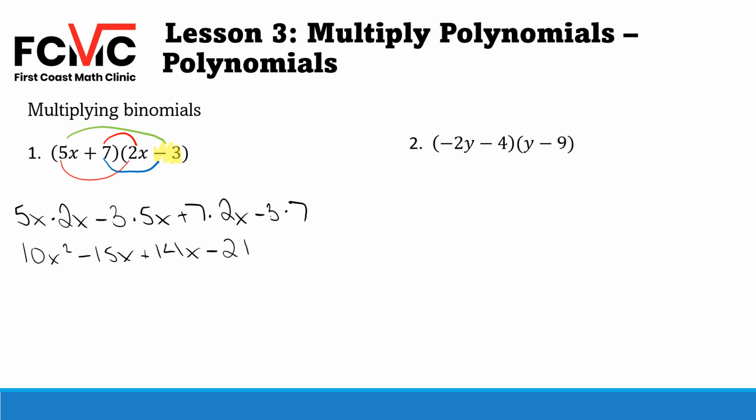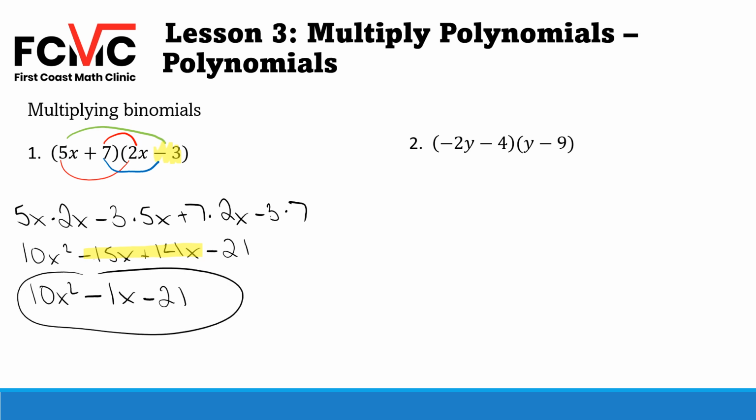Now our like terms are going to be in the middle here in the outer and inner terms. Negative 15 plus 14 is going to give me negative 1x minus 21. And this step is going to be our final answer.